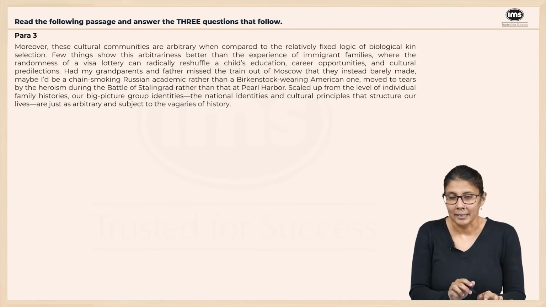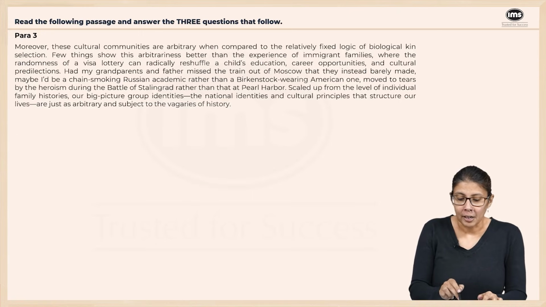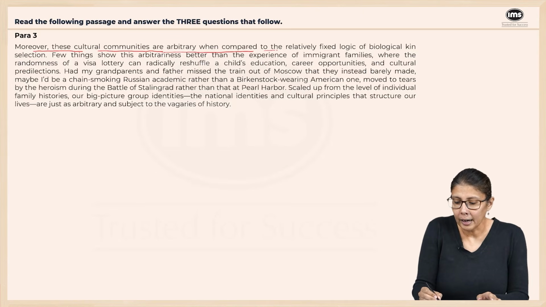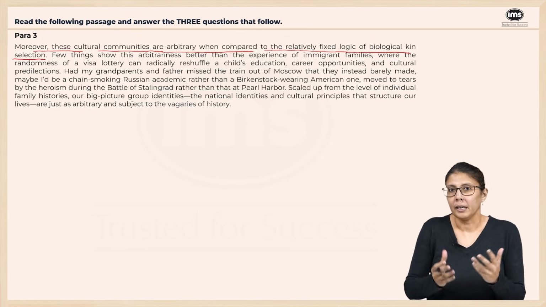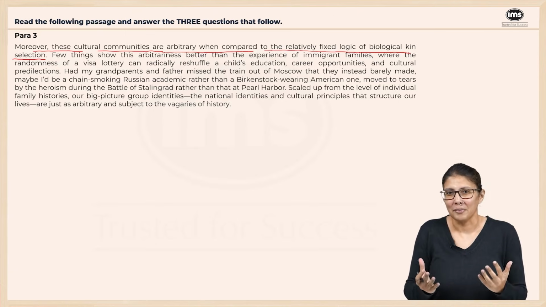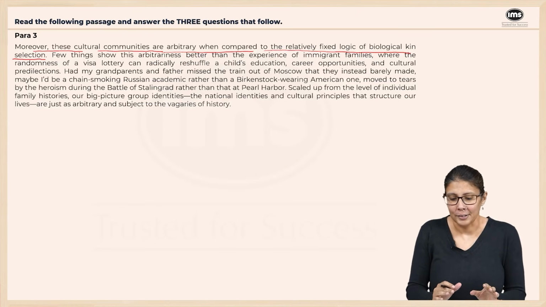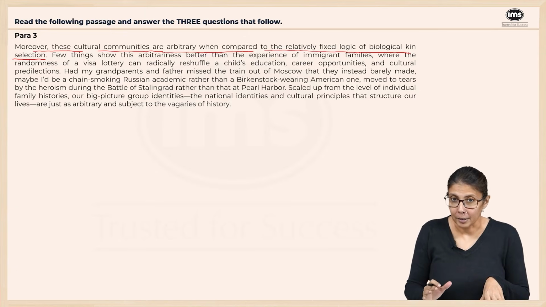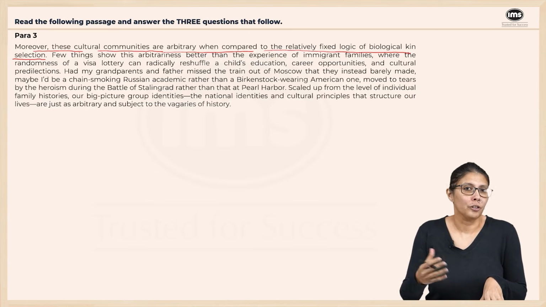Now, paragraph 3 says that these cultural communities are arbitrary. In other words, they are pretty random and they are determined by situations. On the other hand, biological kinship is pretty logical and fixed. We can choose our friends, but we can't choose our family, right? That's kind of what it relates to. These cultural communities amongst humans are randomly determined, and sometimes it is just the course of history or the course of events that determines it.